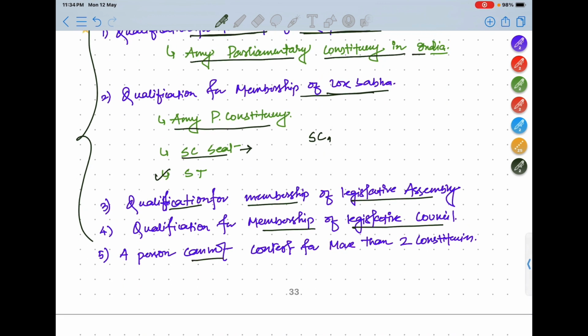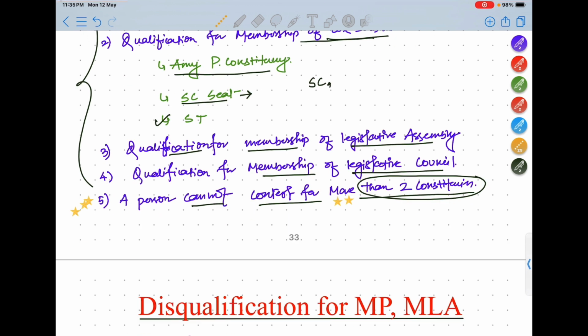Here it also says a person cannot contest for more than 2 constituencies. This is important from your exam point of view. So a person cannot contest for more than 2 constituencies. You may have observed that big political leaders usually fight from 2 seats. Okay, so it basically secures a win for their political party. So maximum 2 constituencies you can contest. Okay, so this is important, in the exam they may ask.